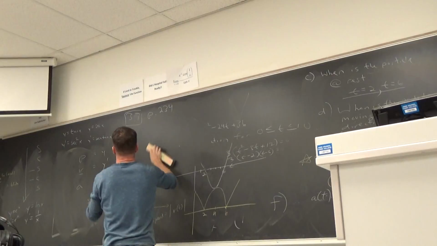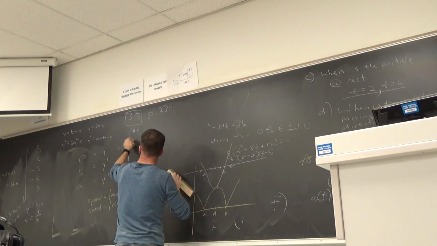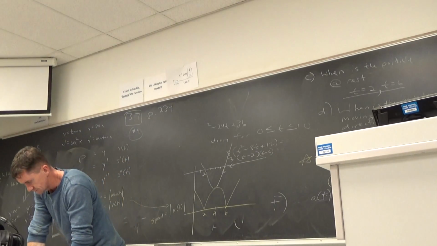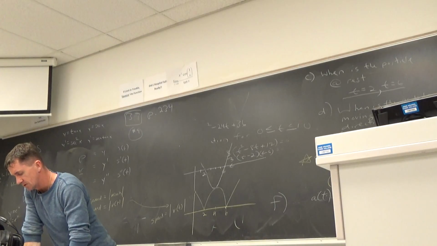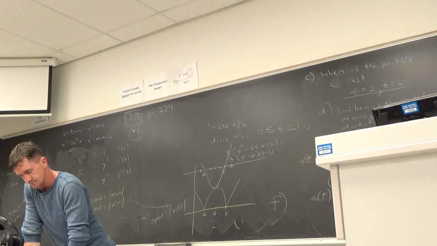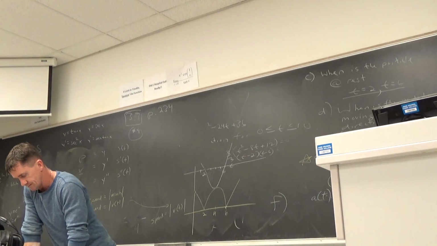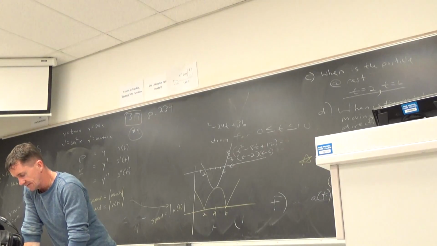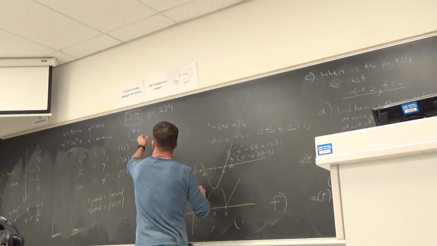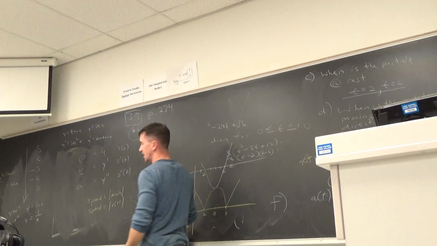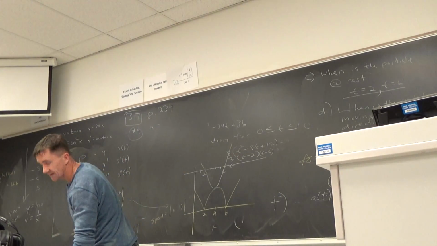Now, what do you got? This is number 9. When a rock is thrown vertically upward from the surface of Mars, its height after t seconds is this. And this is the height of this rock.